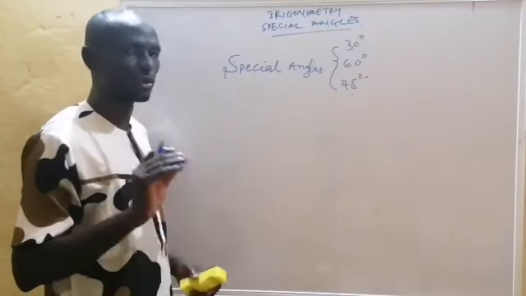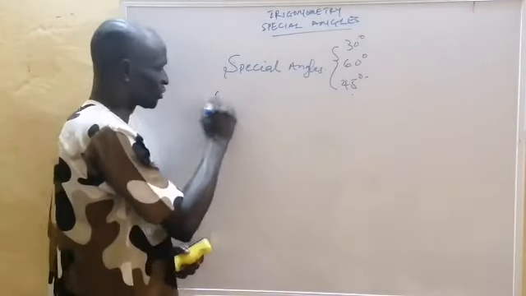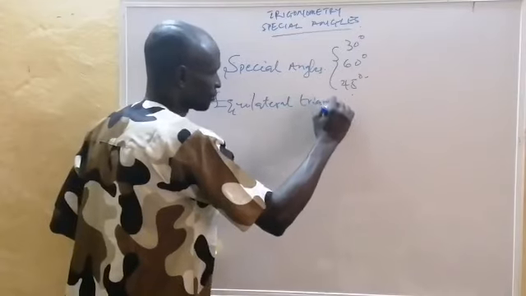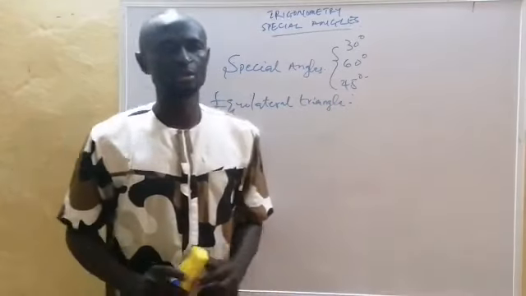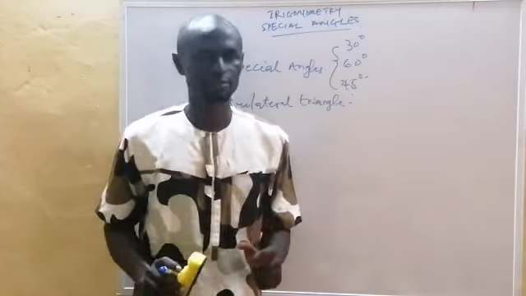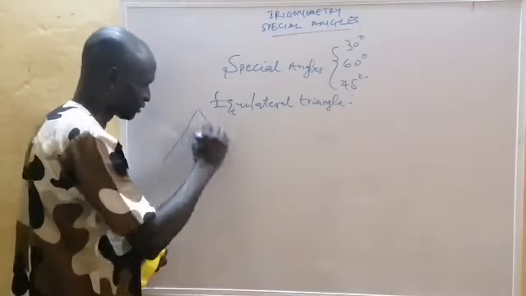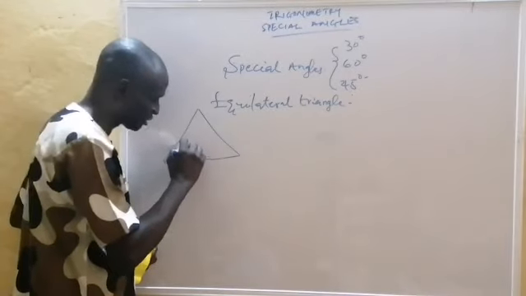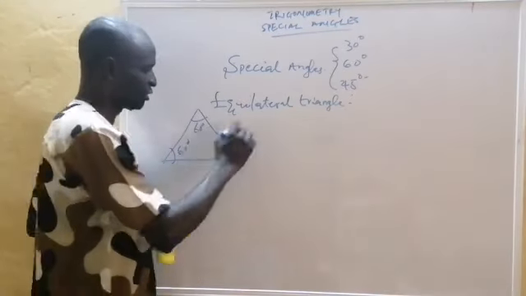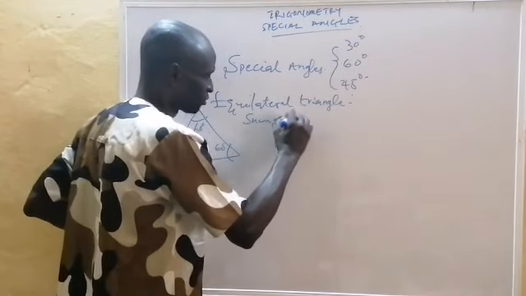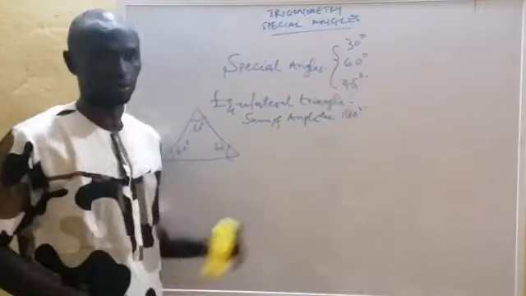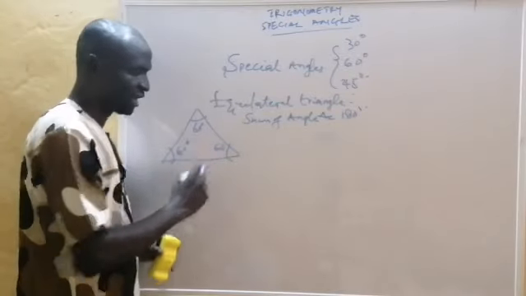Now, we will use an equilateral triangle. Remember that an equilateral triangle is a triangle that has all its angles being the same and also all the sides are the same. If I have my equilateral triangle this way, that means these angles are all 60 degrees because the angles are the same. The sum of angles in a triangle is equal to 180°. Now all my angles here are the same.